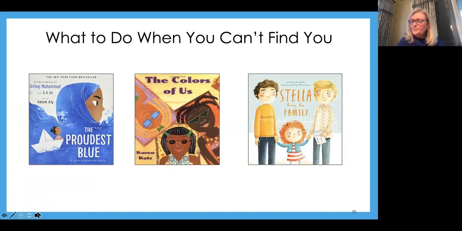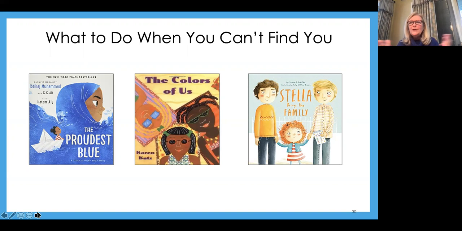So another piece is really thinking about the children that are in our classrooms, what kind of books we have, and how we're choosing books, and making sure that children can find themselves in the books that are in our classrooms.